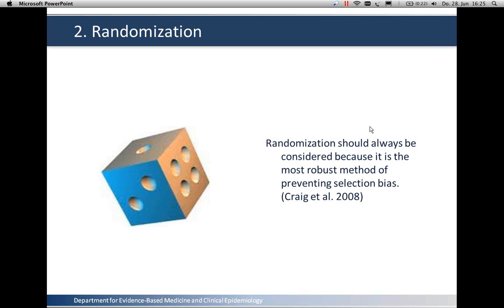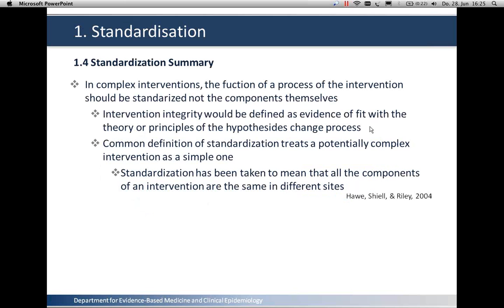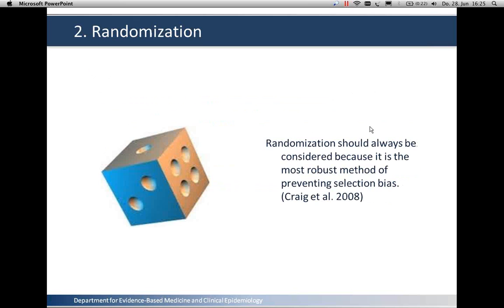Okay, then I hope there aren't so many questions about standardization, but I go further on to randomization. I think it's better to discuss all these open questions at the end of the presentation. Randomization. It's also a key element of RCTs, and it should always be considered because it is the most robust method of preventing selection bias.